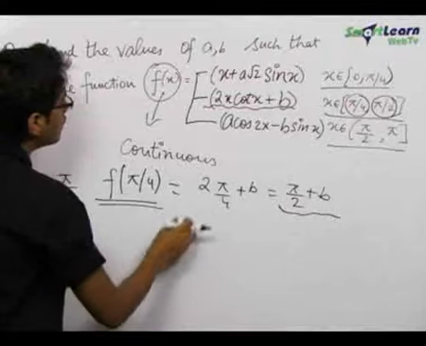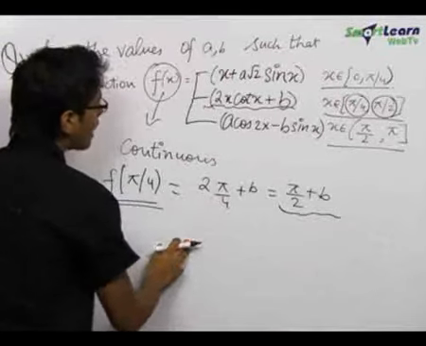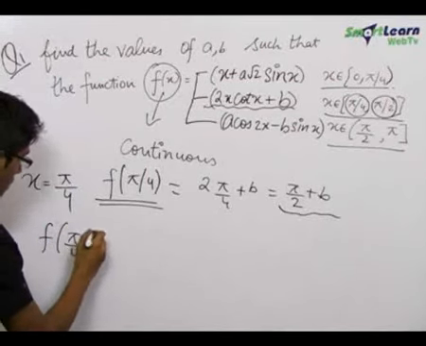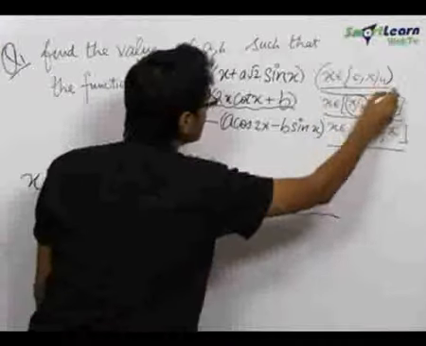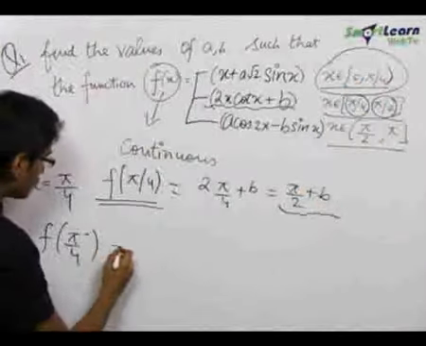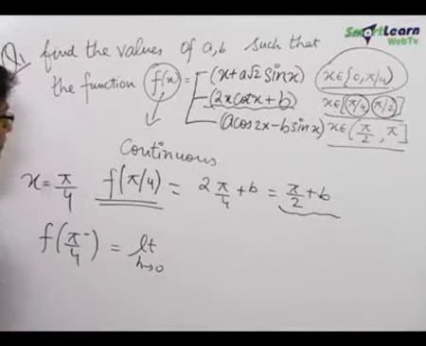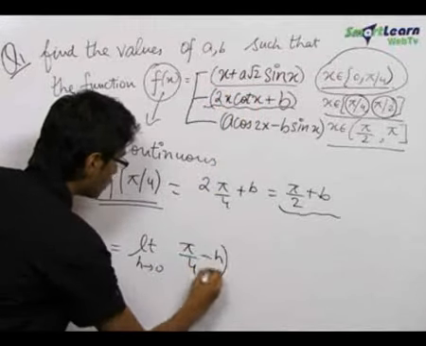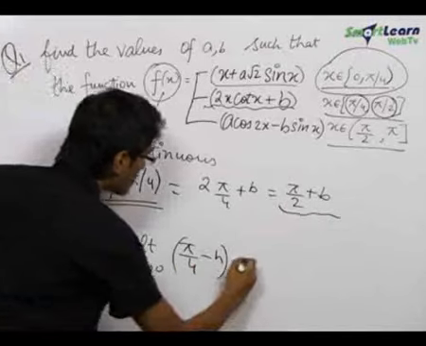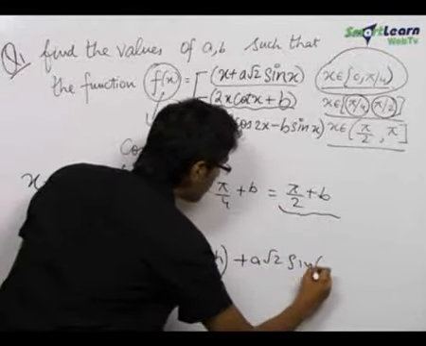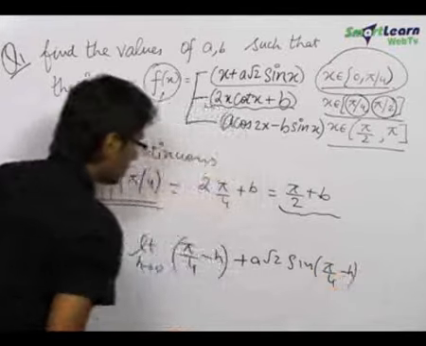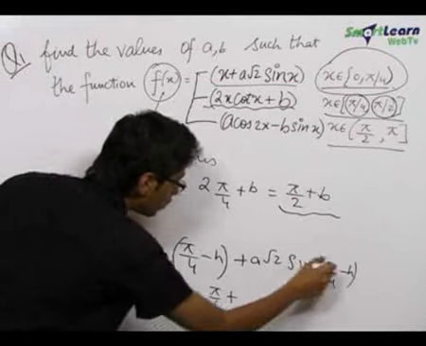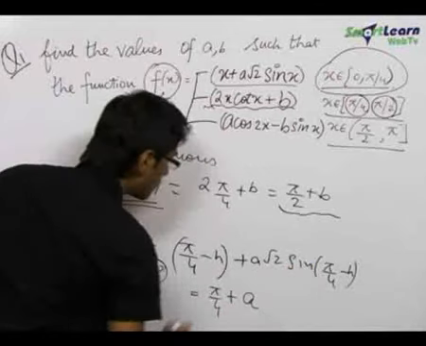Now we have to find the values of the limits of the function just before pi by 4 and just after pi by 4. So for f(pi by 4 minus), since the interval of pi by 4 minus is this, we get limit h tending to 0, we put x equals pi by 4 minus h in this equation to get limit h tending to 0, pi by 4 minus h plus a root 2 sine of pi by 4 minus h. On putting h equal to 0, we get pi by 4 plus a root 2 into sine pi by 4, which is 1 by root 2, so pi by 4 plus a.